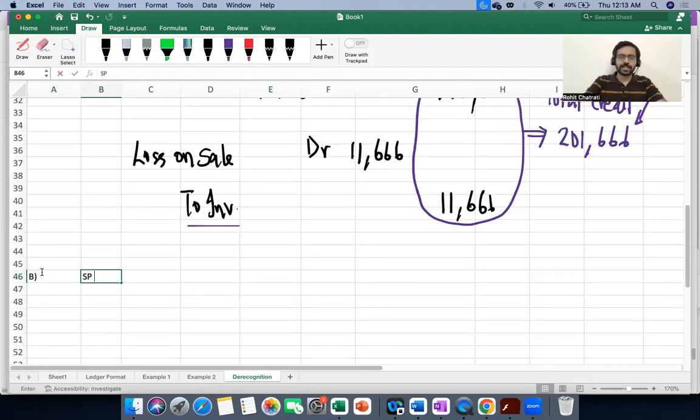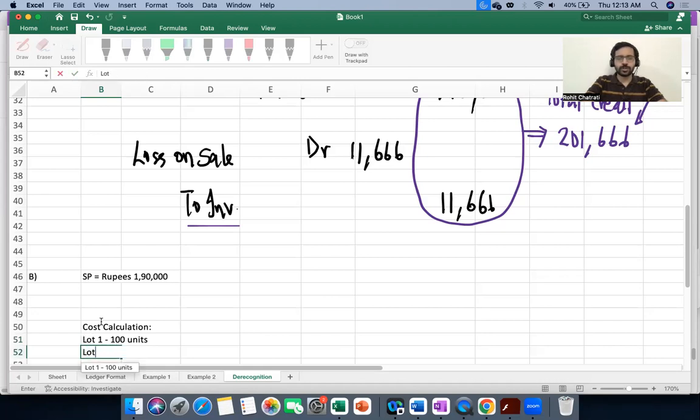Selling price is equal to rupees 1,90,000. And then I will move on to cost calculation. Lot 1, 100 units, and lot 2, I've got 10 units. Lot 1's 100 units were purchased at rupees 2,000 per unit.